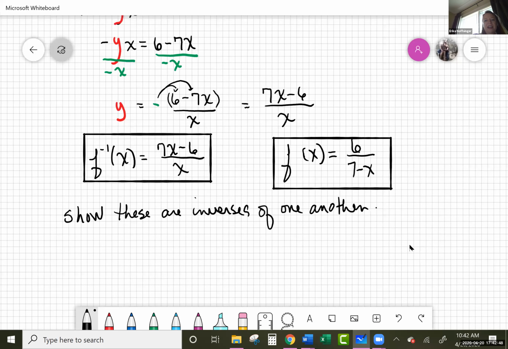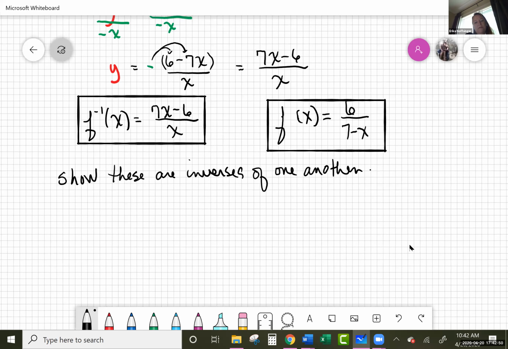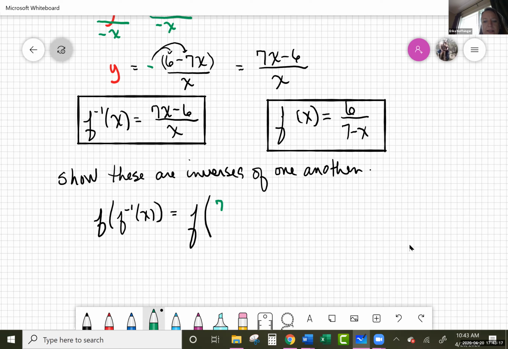Okay, so I have to look at plugging one function in for x. I think I'd rather plug in, I noticed that the f of x function only has one x, whereas my f inverse function has two x's. So let's show it by f of f inverse of x, where my inverse function is 7x minus 6 all over x.